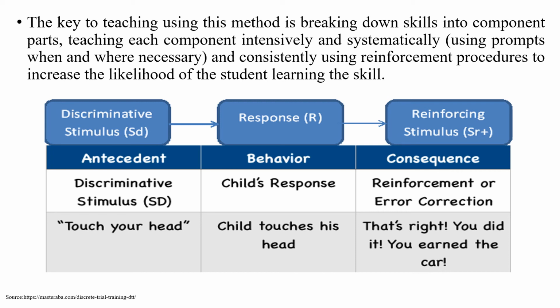Then reinforcement or error correction. Reinforcement is, that's right, you did it, earned the car. The child is positively reinforced. If the child has not done that, then error correction has to be done. Again, the antecedent will stimulate the child to perform that behavior based on the consequence. Again, the cycle will be repeated until the child attains mastery over that particular behavior.